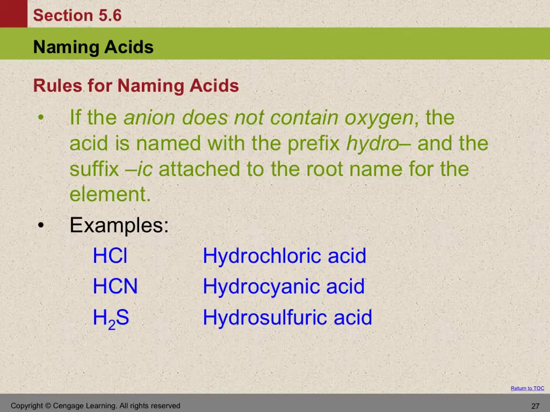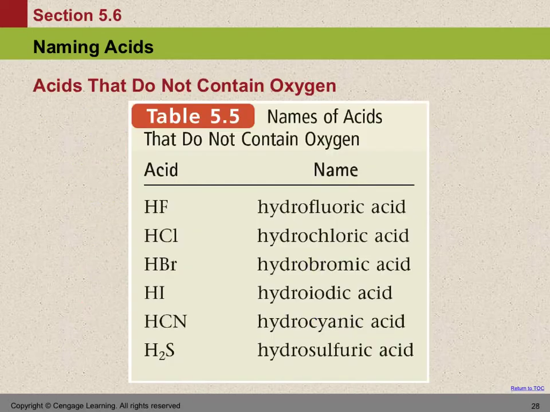So here we have HCl. So we have hydro, and then our chloric, because of the chlorine, add the "ic," and then acid at the end. So hydrocyanic, here's our cyanide, and then the hydrogen, so hydrocyanic acid, and then hydrosulfuric acid. And here's a table of common acids that do not contain oxygen.